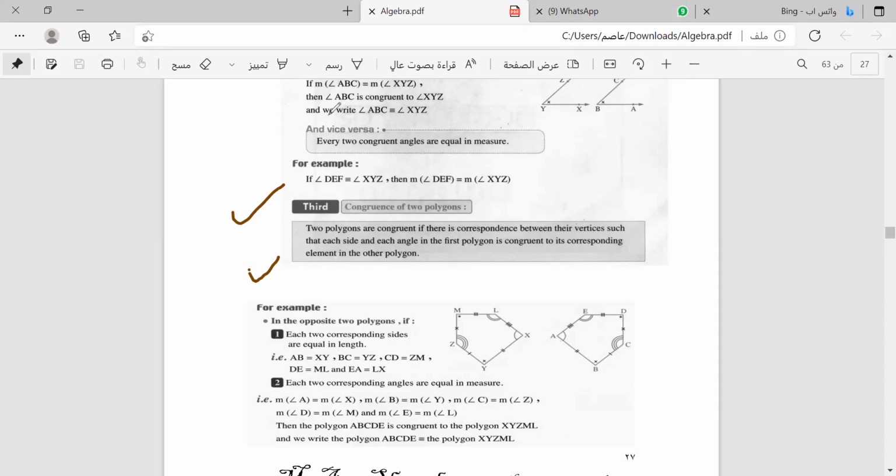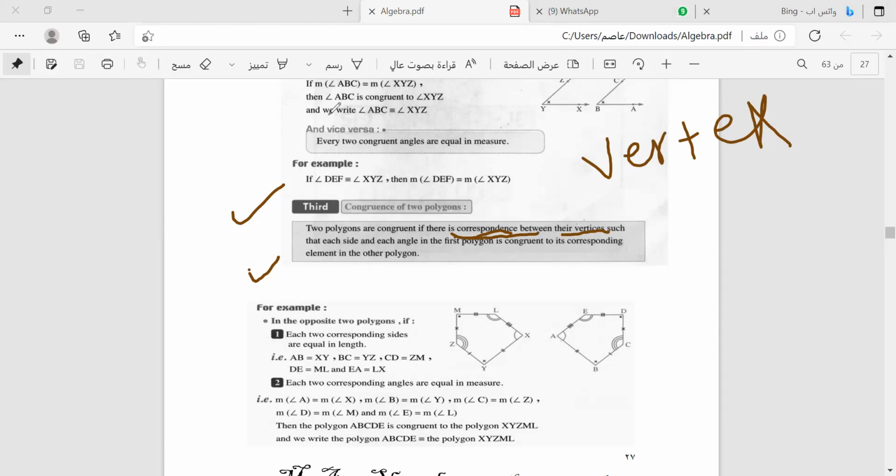مضلع. يبقى تطابق المضلعات اذا وجد تناظر. كلمة correspondence دي معناها تناظر. لما اجي اقول corresponding angles يبقى الزوايا المتناظرة between their vertices. بالمناسبة احنا قلنا vertex يعني ايه؟ رأس. vertices دي رؤوس. vertex واحدة راس واحدة، vertices رؤوس.